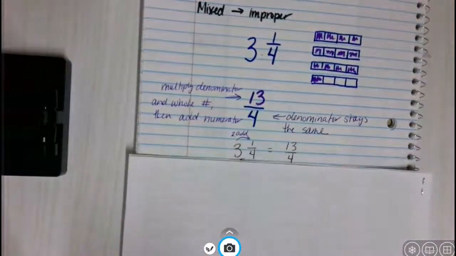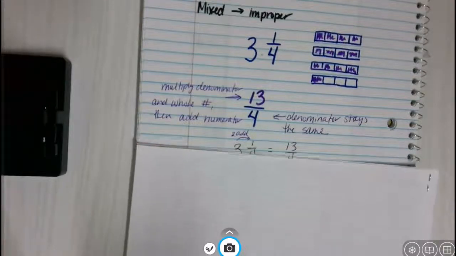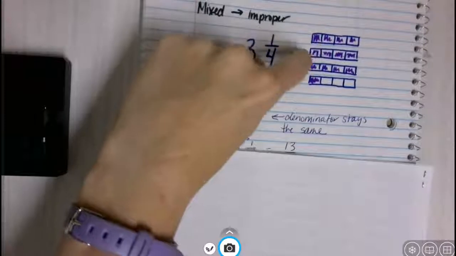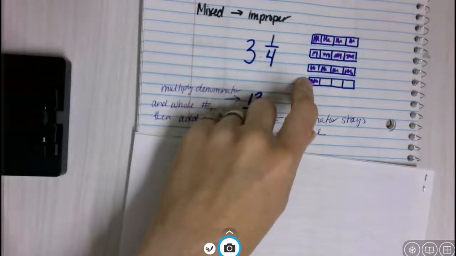So I've got 3, 6, 9, 10 of them together. Okay, and my math was wrong there, so 4, 8, 12, 13. That makes more sense. So I have 13/4 total.